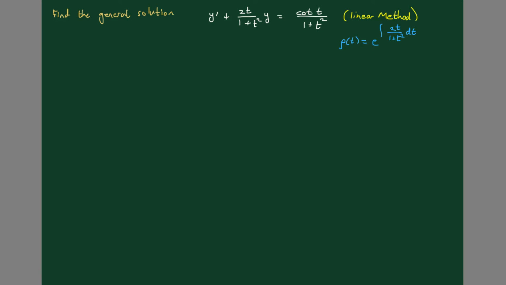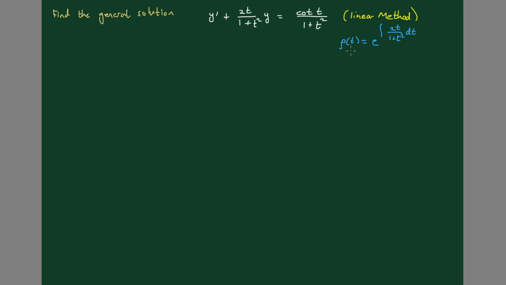Our next problem is to find the general solution of this linear first order non-homogeneous differential equation. The first thing we notice is that we must use the linear method, since this is a first order differential equation and it's linear. The linear method involves applying the integrating factor, and in this case our integrating factor rho of t is equal to e to the integral of 2t over 1 plus t squared multiplied by dt.